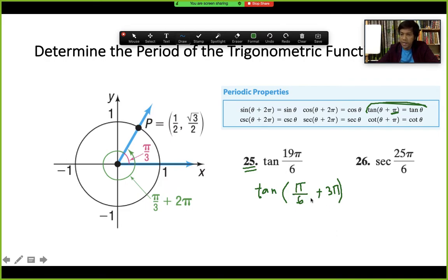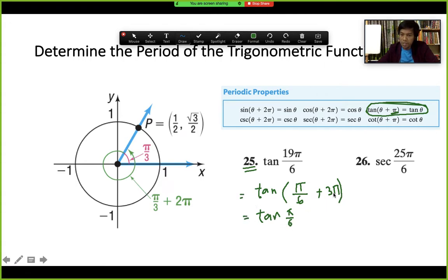Why are we writing it like this? Because we are trying to use this periodic property. See how it helps us. This thing actually simplifies to something very simple. Since tan of theta plus pi is again tan theta, we can write the whole thing as just tan pi by 6.